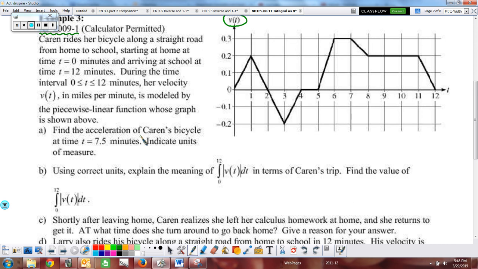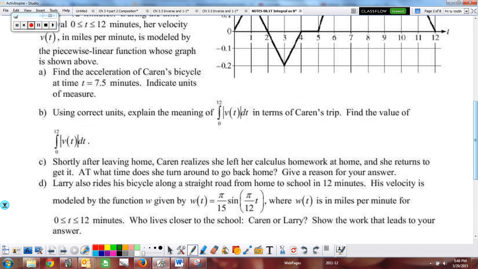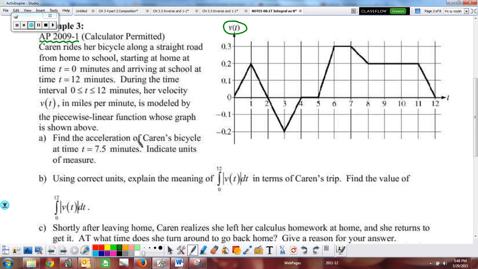So for part A, I want to find the acceleration of her bicycle. Let's see, I've got room down there. I might be able to fit this one in right here. The acceleration of her bicycle at t equal to 7.5. So let's think about something. The acceleration at 7.5 is the derivative of the velocity at 7.5. So basically, to find this, I need the slope of v of t at 7.5. Okay? So here's my 7.5, which is right here.